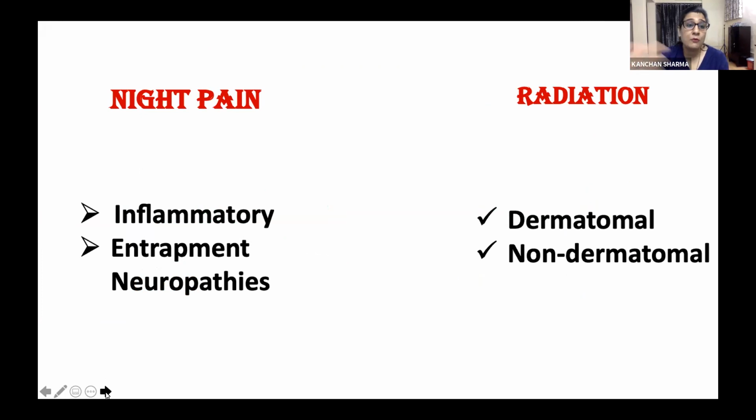Night pain, yes, is more common in inflammatory pathologies. And radiation, if it is dermatomal, that could be because of the disc prolapse, lumbar disc prolapse. Non-dermatomal, it could be because of any hip pathology referring to your knee.